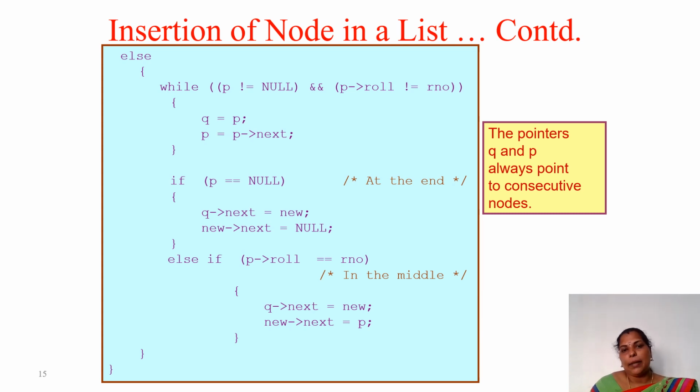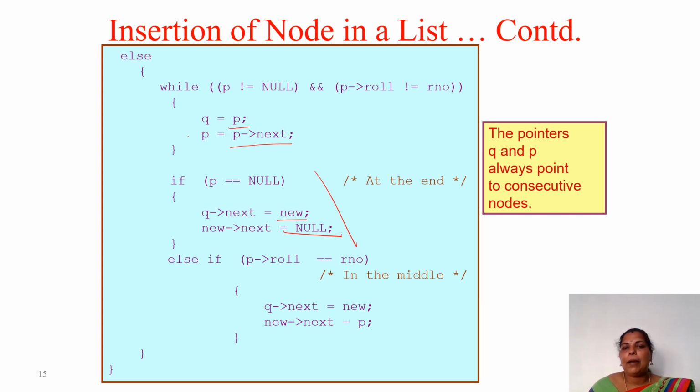Else, if it is not at the beginning, then while P not equal to null and P point to roll number not equal to roll number, these two conditions are true, what we are doing is, we are just assigning P to Q, then we are assigning P point to next to P. And if P equal to null, at the end we are going to assign Q point to next equal to new. The last node's next pointer, we are assigning the new to the last node's next. And what is the new point to next? The new node's next is null because we are inserting at the end.